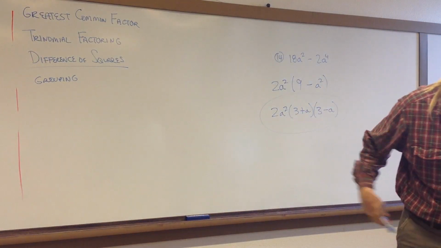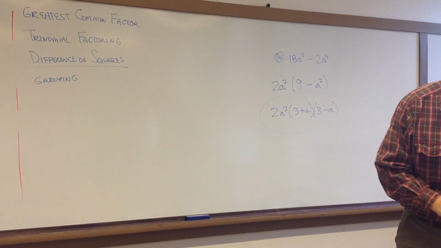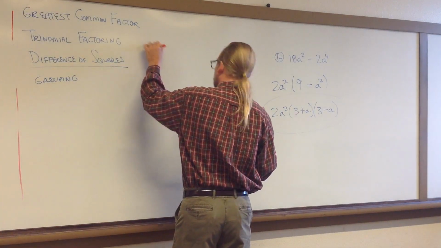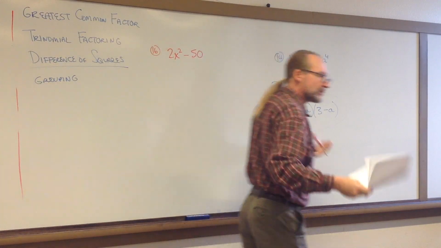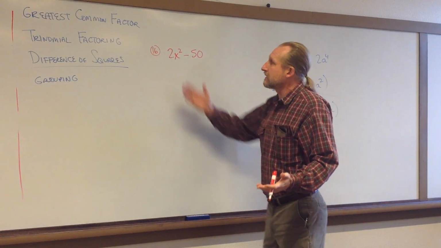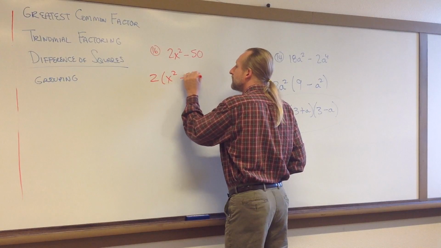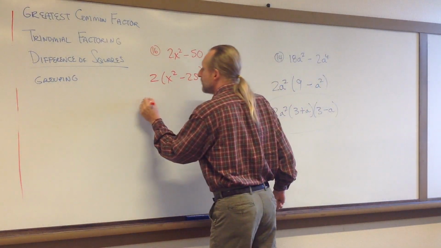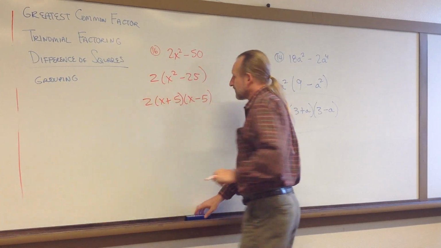Let's look at a couple more of these. Problem 16 is a good problem here. It has a lot of similarities to problem 14. Here we've got 2x squared minus 50. So again, it's really helpful to recognize that you've got a common factor of 2 in here, and then after you factor that out, what's left is a difference of squares. So this will be 2 times x plus 5 times x minus 5.